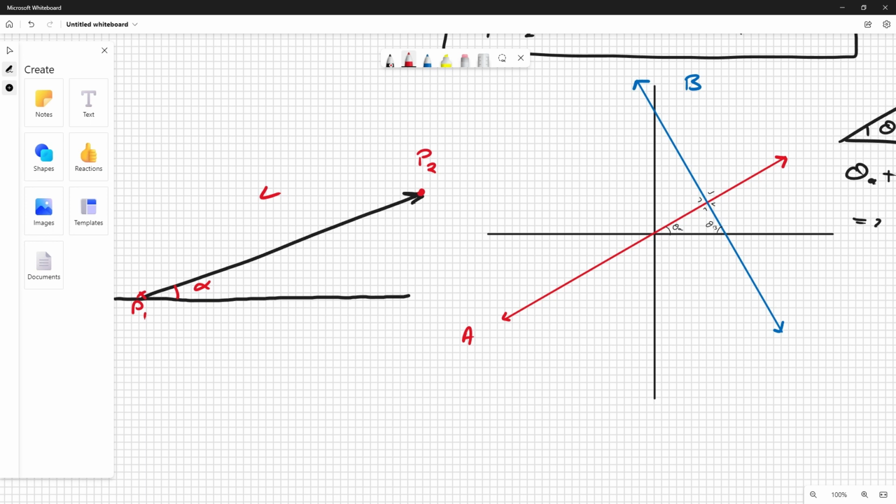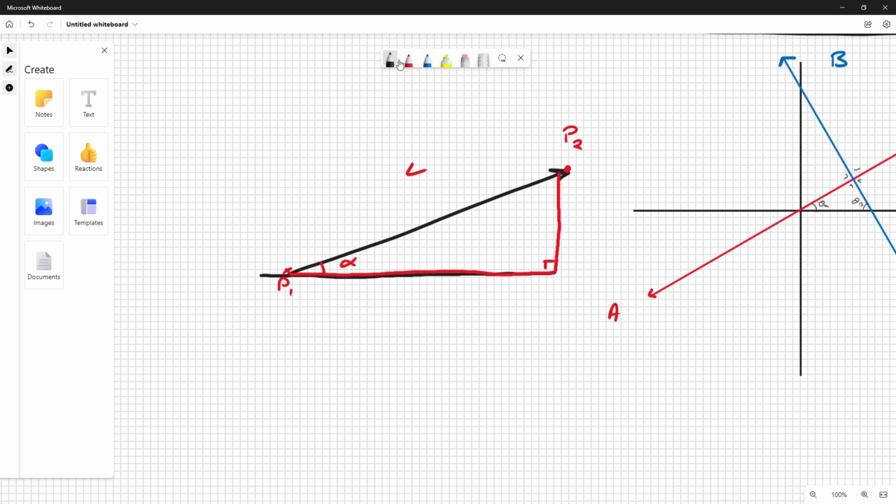Now, if we split this up into a right angle triangle, people who've done applied maths should be very well versed in doing this. There's one thing that we need to have clear, and that's that the slope of the line is the change in y over the change in x. You can assume that's y2 take away y1 over x2 take away x1. This is just another way of representing it. Change in y over change in x.